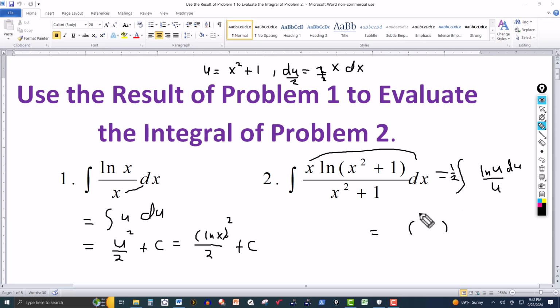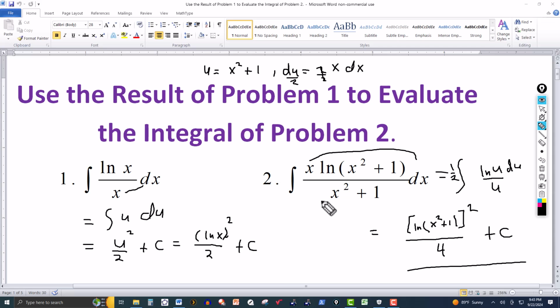But remember, we always go back to the original variable. So this is going to be ln, and u, of course, is x squared plus 1. For the second problem, u is x squared plus 1. So I'll put x squared plus 1. And remember, this quantity is now squared, so I'll put this in brackets instead of parentheses. So we squared, and that's over 2. But I already have the 1/2 there. So that's going to be like 1/2 times 1/2. So I'll put this over 4. And then it's a constant of integration. So that's the integral for problem 2.